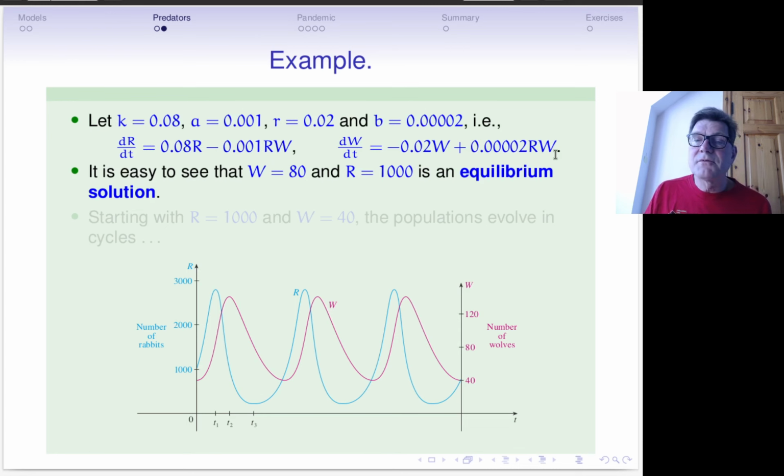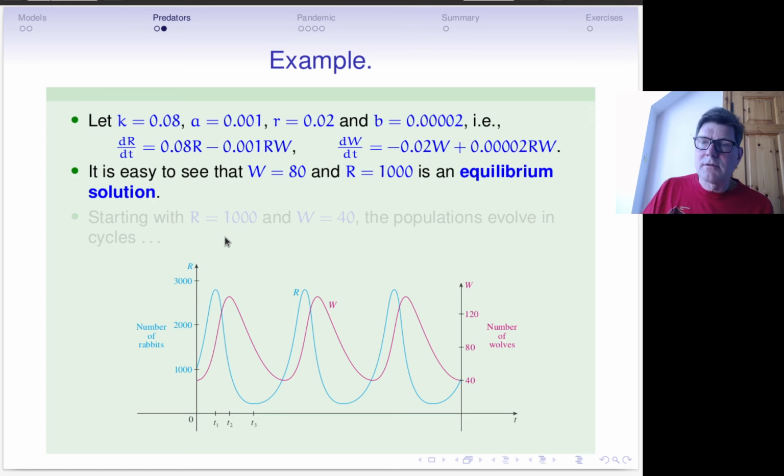You get a system of equations which you solve for W equal to 80 and R equal to 1000, resulting in these two derivatives being zero. So from there, the population won't change. This is an equilibrium solution found by just looking at these equations.